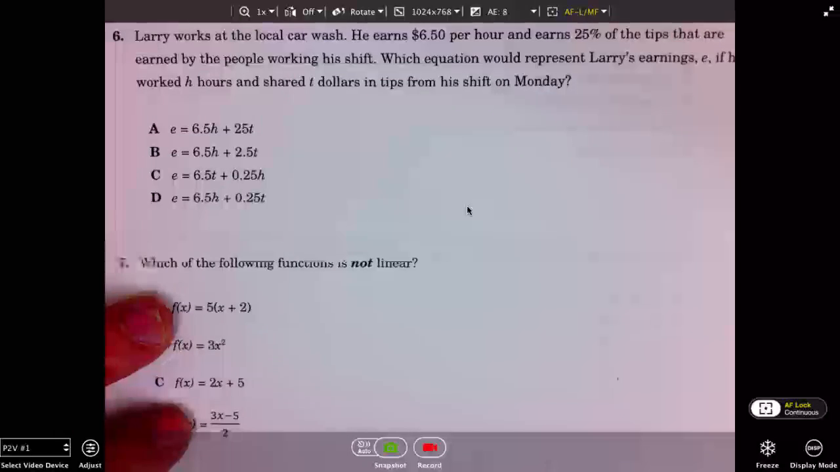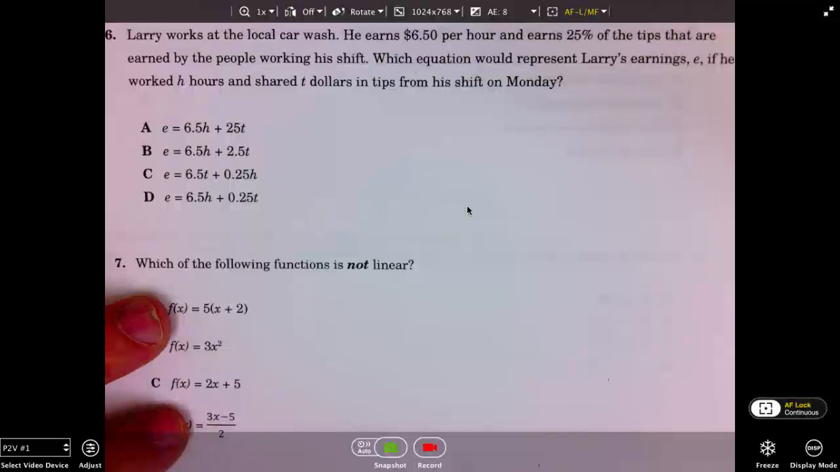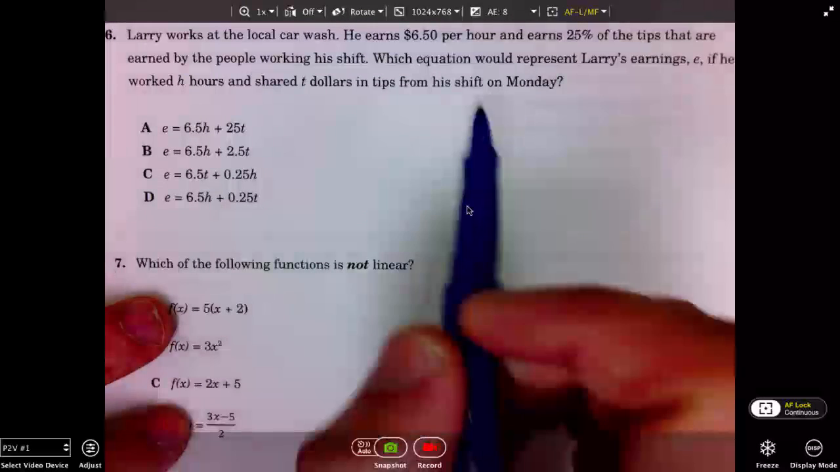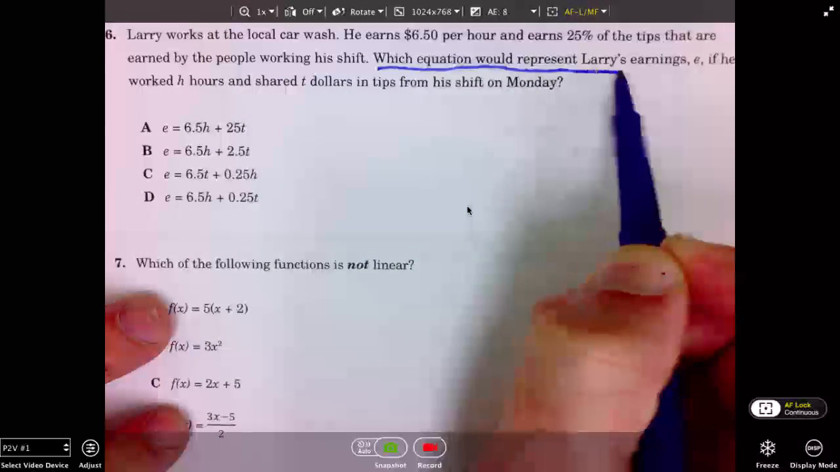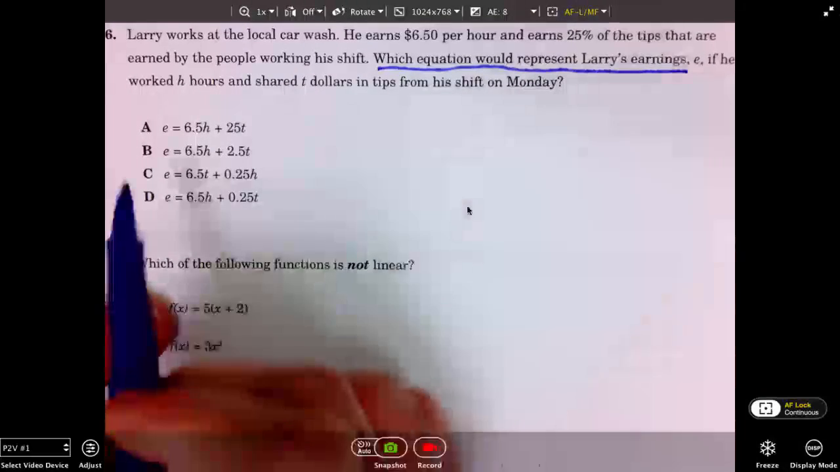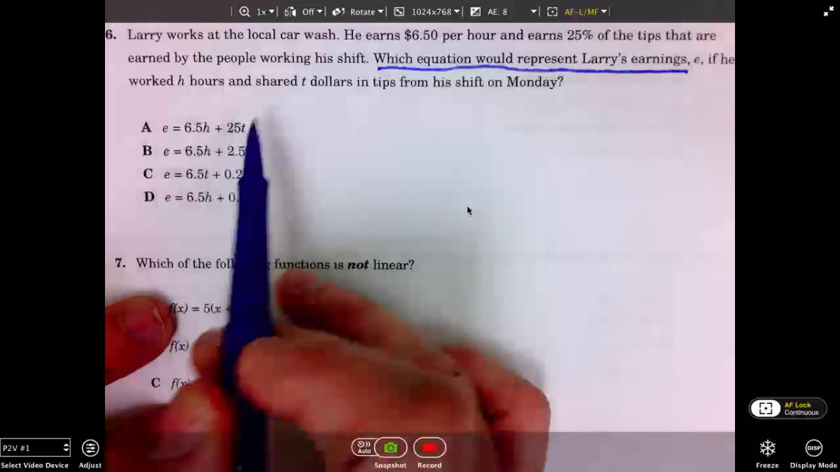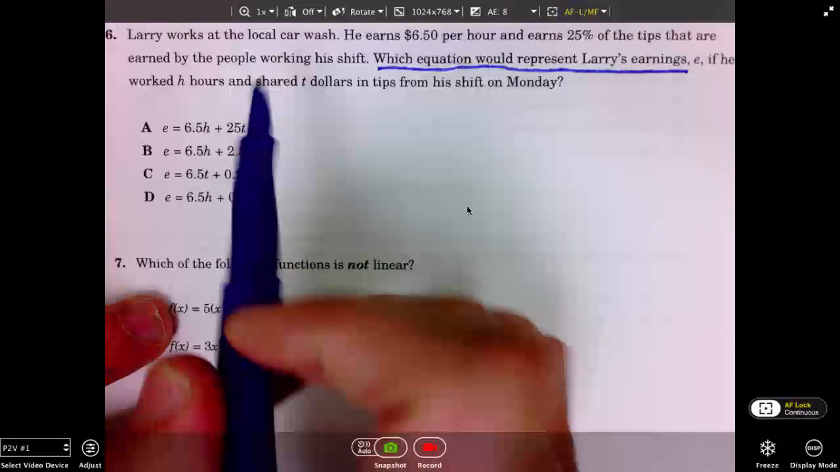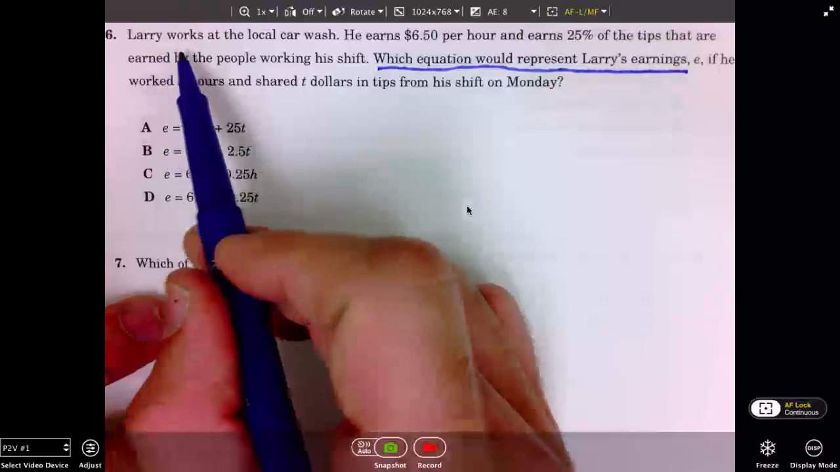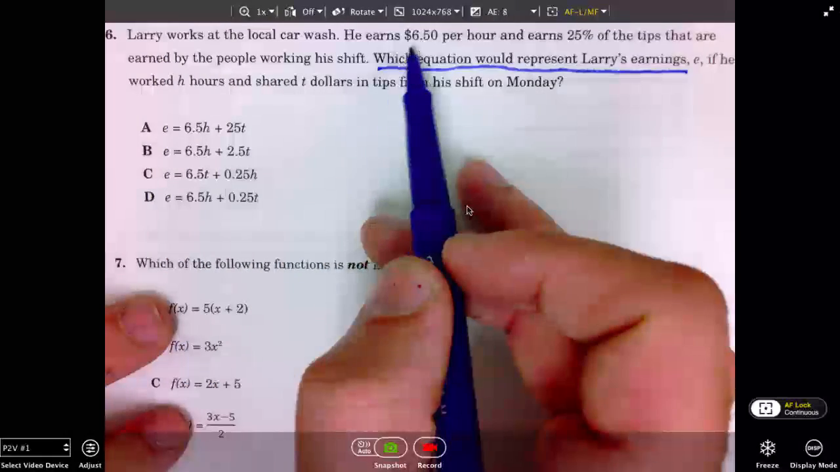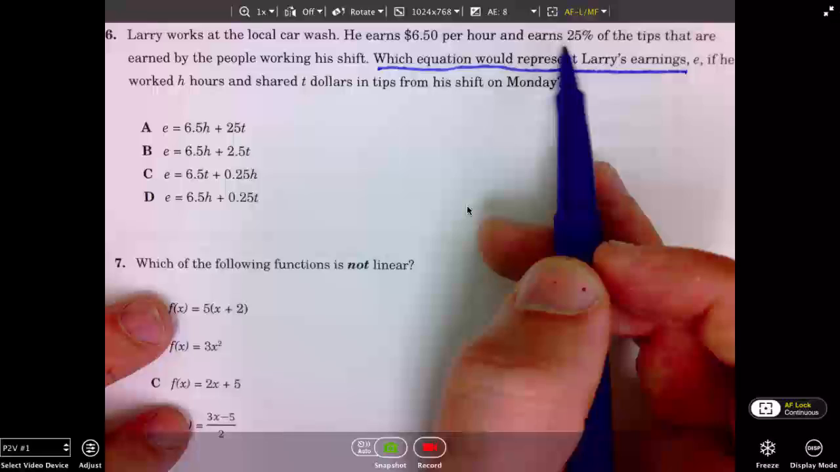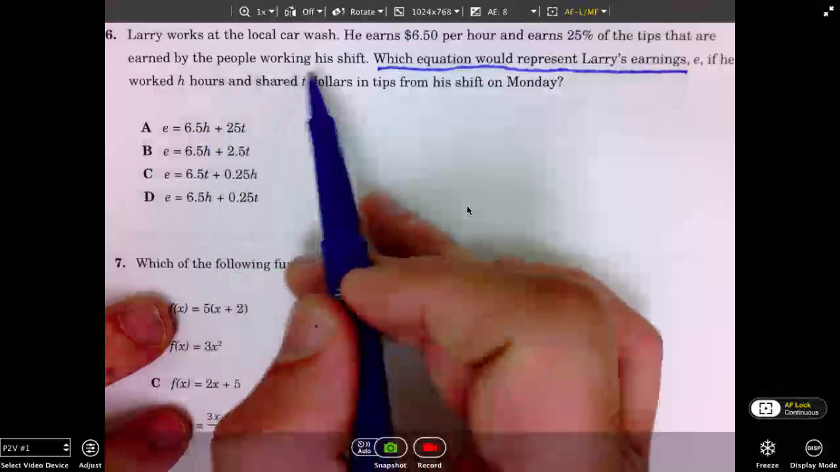Number 6. Which equation would represent Larry's earnings E? Again, here E is our dependent, H and T are our independent variables. Larry works at a local car wash. He earns $6.50 per hour and earns 25% of the tips that are earned by the people working his shift.